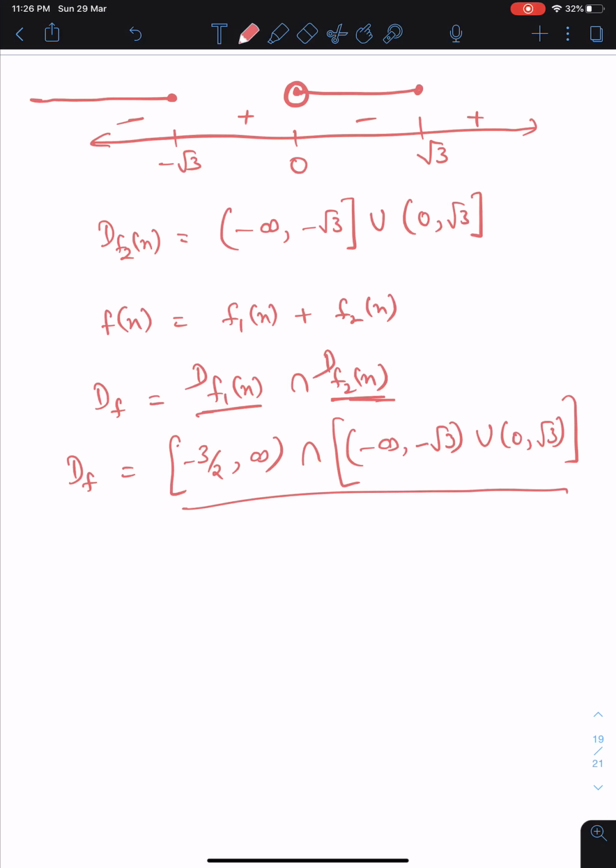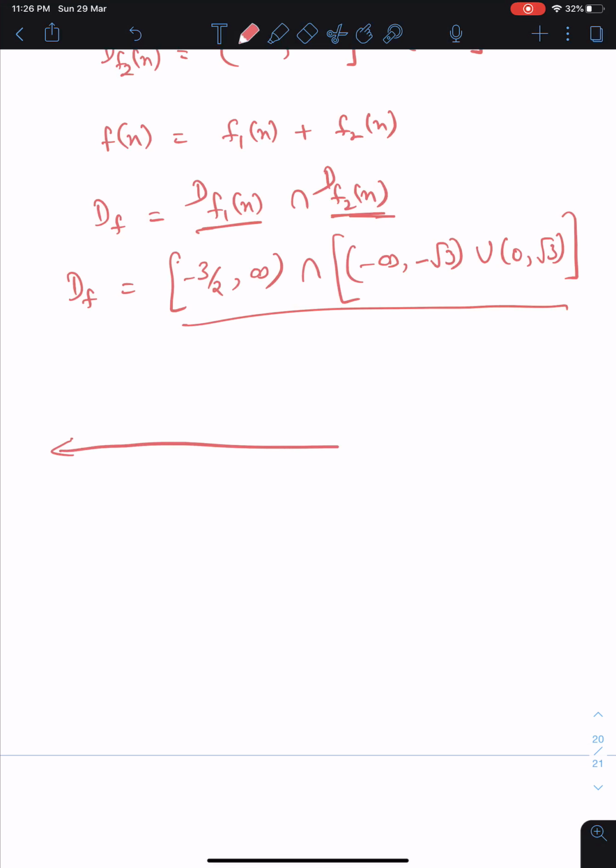So what we'll do is draw the number line and just mark the points. Minus root 3, where will it come? Here somewhere. Minus root 3 is here. Minus 3 by 2 will be approximately minus 1.5, right? So it will be here somewhere. 0 is also one of the points and root 3 is also one of the points. Now you just apply the solution here. Minus 3 by 2 to infinity, that means I'm talking about this solution.